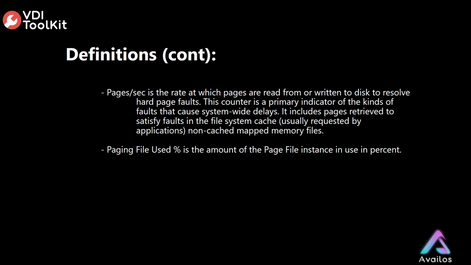Pages per second is the rate at which pages are read from or written to disk to resolve hard page faults. The counter is a primary indicator of the kinds of faults that cause system-wide delays. It includes pages retrieved to satisfy faults in the file system cache and non-cache mapped memory files. Paging file use percentage is the amount of the page file instance in use in percent.